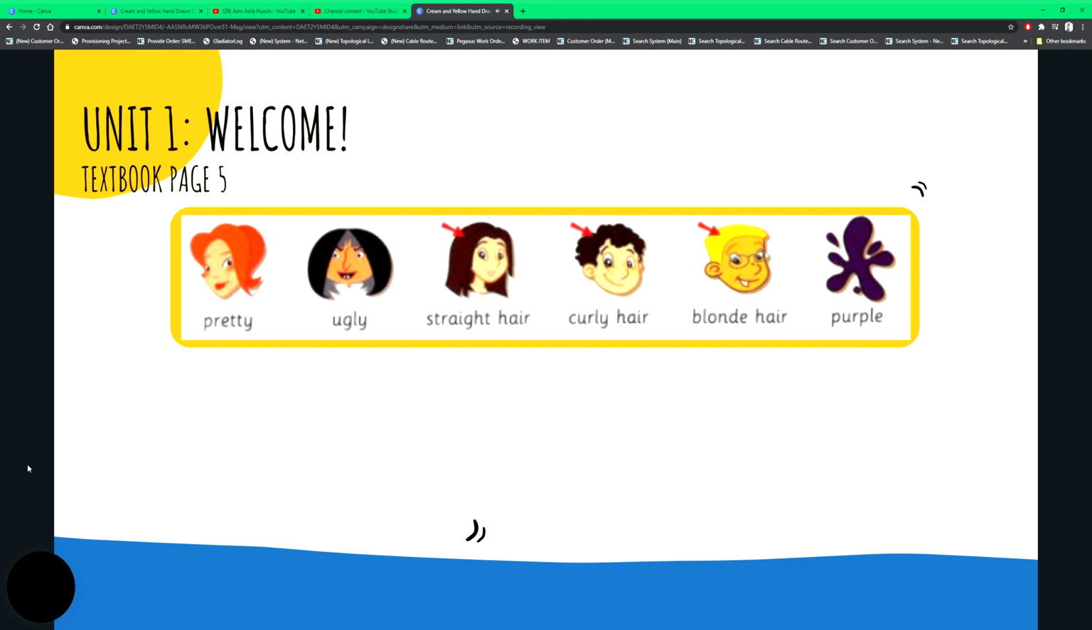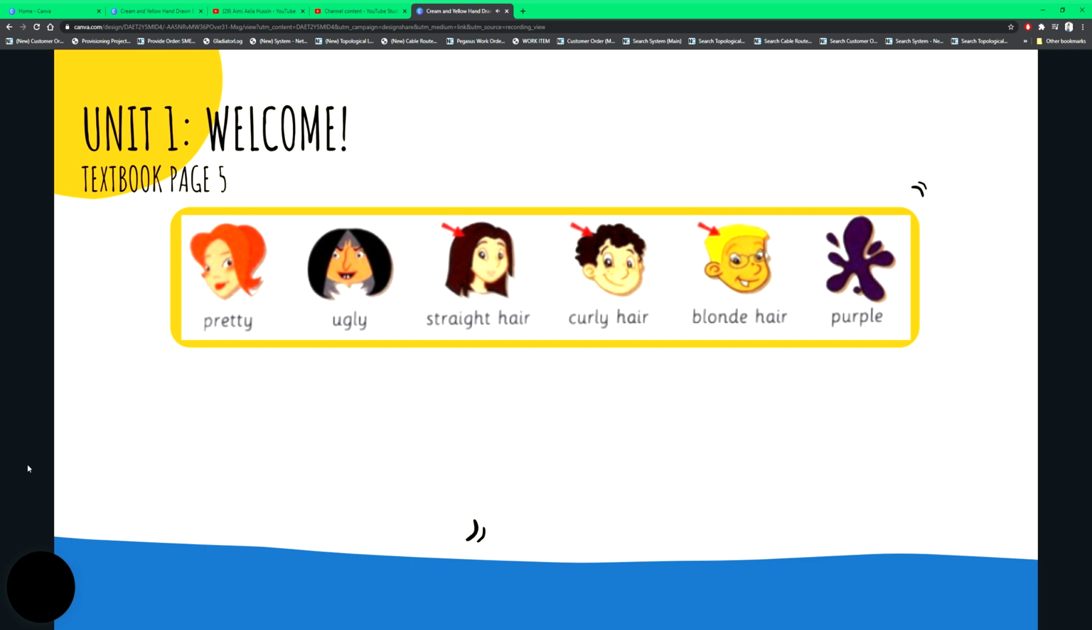Okay, the first vocabulary is pretty, which also means beautiful, right? And the next one is ugly, which is the opposite of pretty. The third picture there is straight hair. You look at her hair. It's straight, isn't it? So you say straight hair. The next one, you look at the boy's hair. Is it straight? No, it's curly. So you say he has got curly hair.